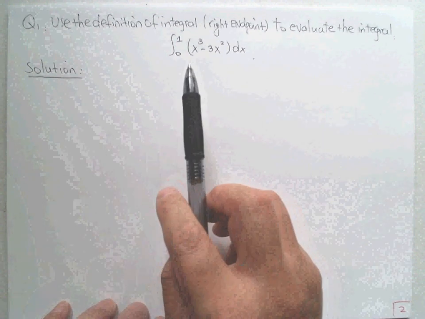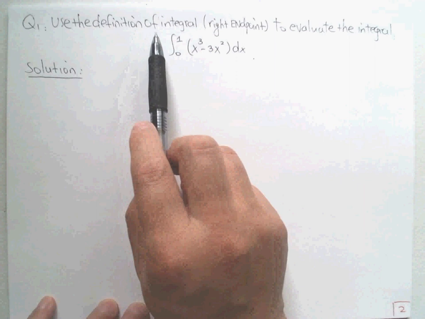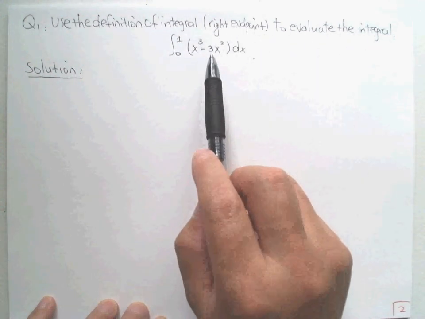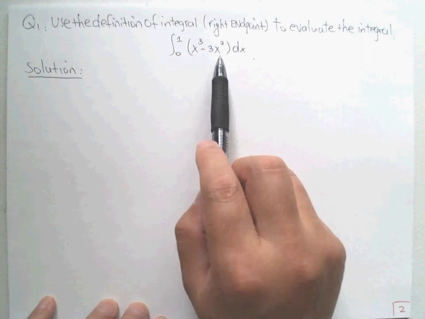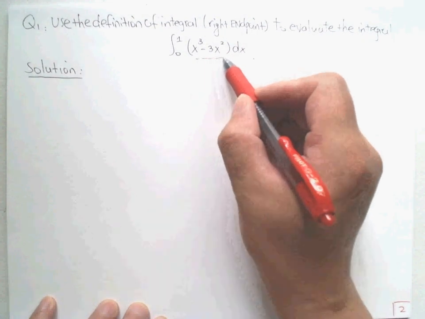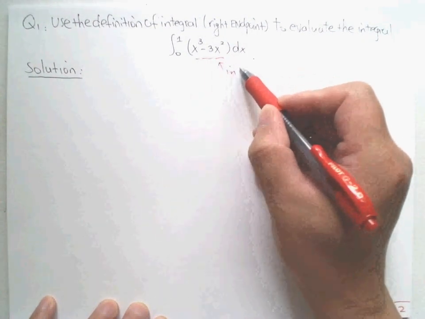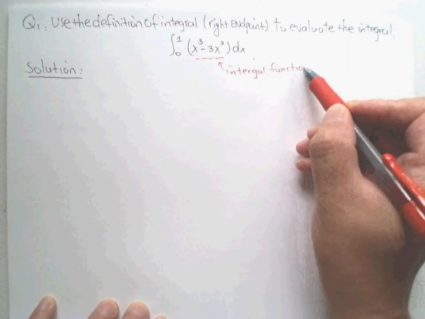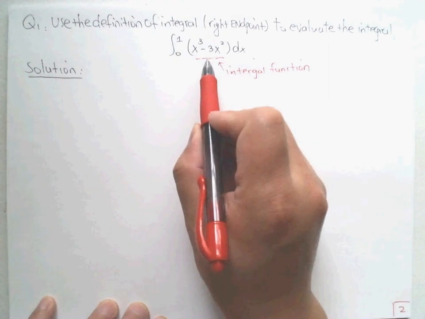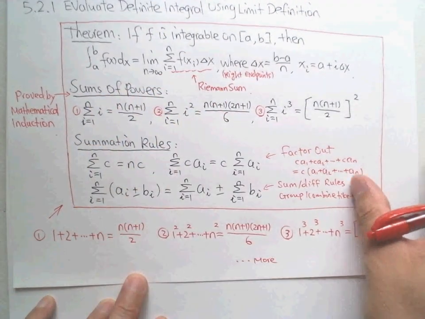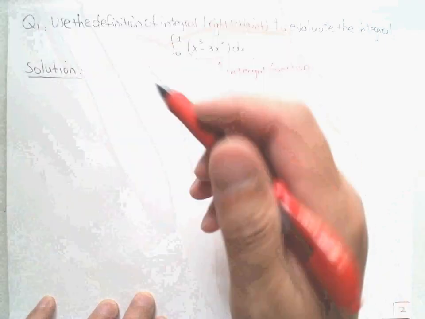Okay, so here are the questions. Use the limit definition of integrals, right endpoints, to evaluate the integral. This is what we call the integral function, and it is the easiest kind of function, the power function. Remember, sums of powers can help us get the limit. So let's move on to the questions.